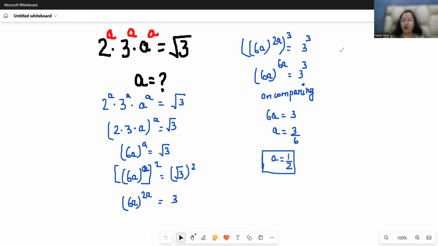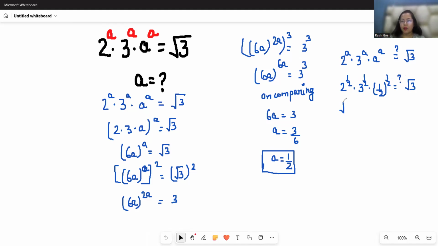So now let's verify. So 2 power a times 3 power a times a power a, we need to check it's equal root 3 or not. So it's 2 power 1 by 2 times 3 power 1 by 2 times 1 by 2 power 1 by 2 equal root 3 or not.